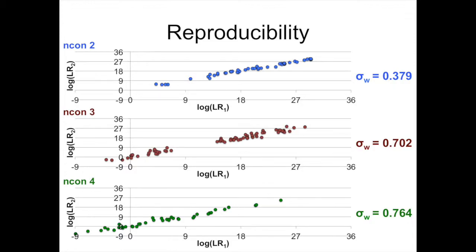And we were able to measure that spread by measuring the within-group standard deviation. And what we see for 2 contributors on the top is a within-group standard deviation of around 0.3, which roughly corresponds to a factor of 2 difference between the 2 independent runs on the same data on average across that mixture set. And for 3 and 4 contributors, the reproducibility value was a little bit higher, around 0.7. Overall, though, all of these within-group standard deviations are less than a log-LR of 1 band. Therefore, TrueAllele shows high reproducibility, which you can see by the nice scatter plots as well.